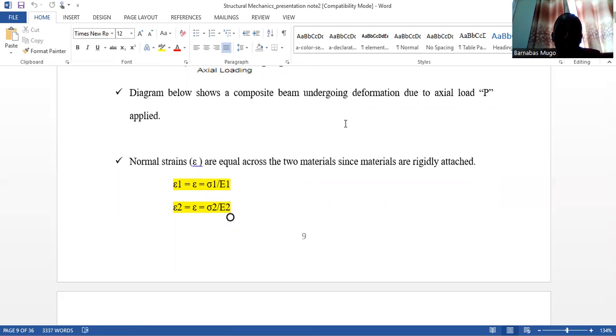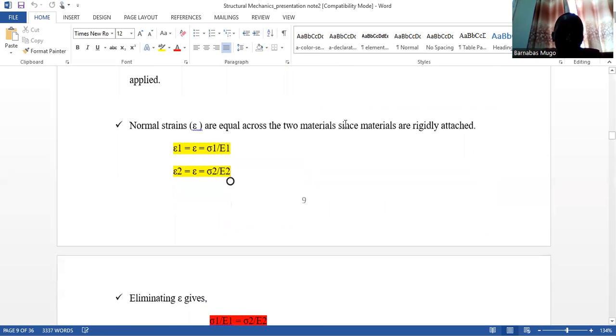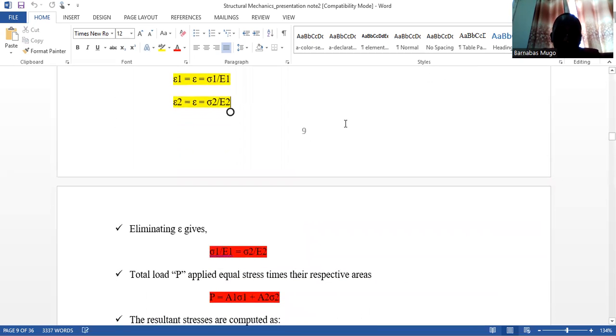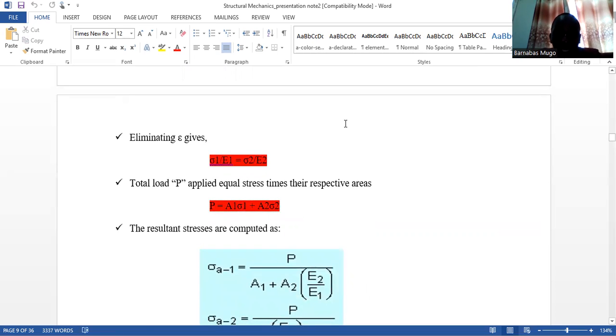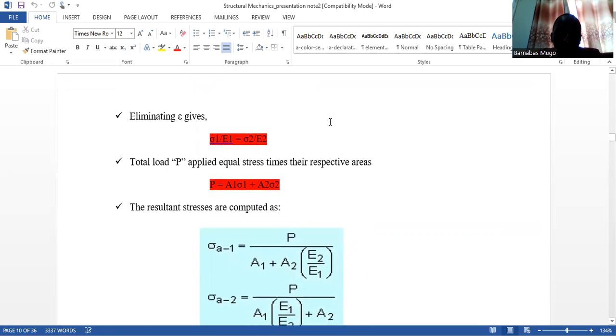And therefore, because the strain of the two materials is the same, it means that the strain of material 1 and material 2, ε1 and ε2, are the same. Then, if we equate the two and calculate the load, the equation, as you can see from the second one, is P equals A1 multiplied by stress 1 plus A2 times stress 2.